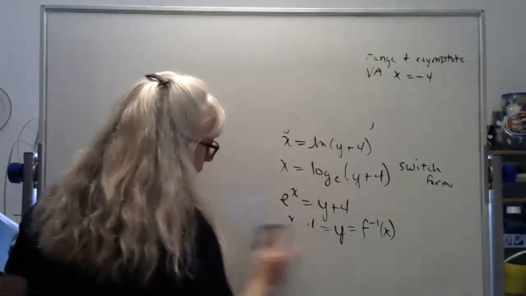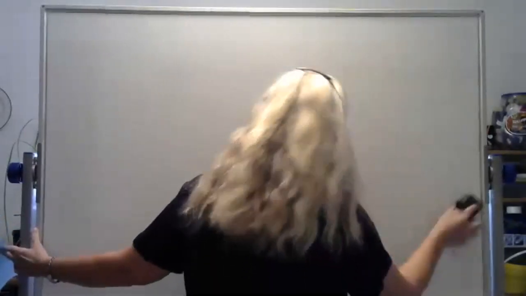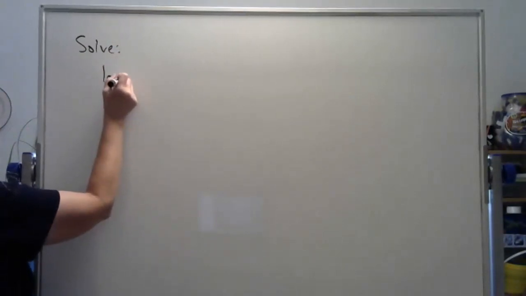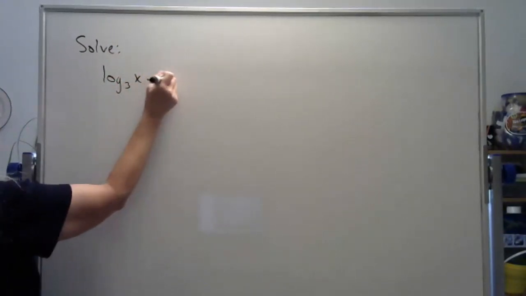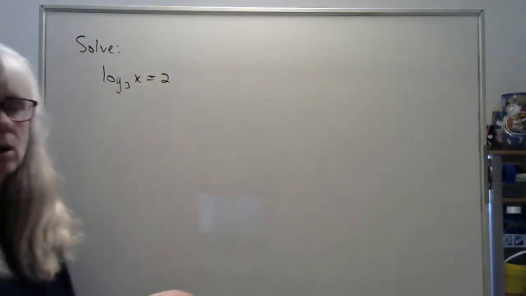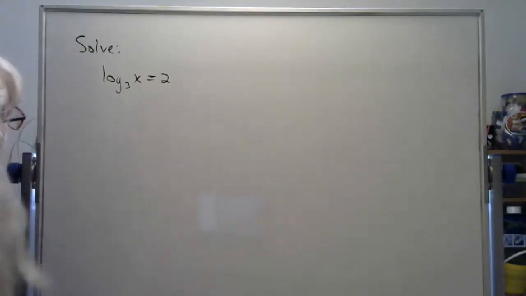Okay, and then we wrap up section 6.4 by solving equations. Just like we wrapped up yesterday, we're going to do the same thing today. So we're going to solve log base 3 of x equals 2. The key here is you need to switch forms. Every time you start with a log, go to the exponential form and you'll find things very easy.